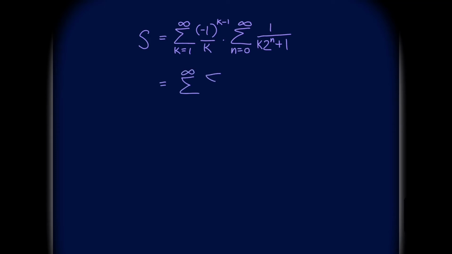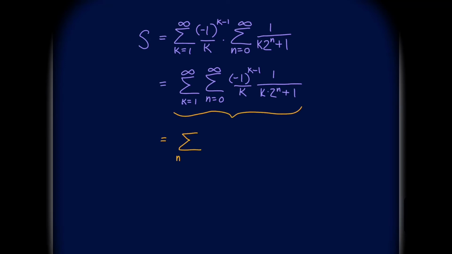Now if we try to sum up all these terms, what does it look like? Our original sum, the infinite series from k starting from 1 to infinity, and the infinite series from n starting from 0 to infinity, of negative 1 raised to the k minus 1 over k times 1 over k 2 to the n plus 1, we can rearrange this summation initially so that we can bring all the terms together in front of the summation symbols.